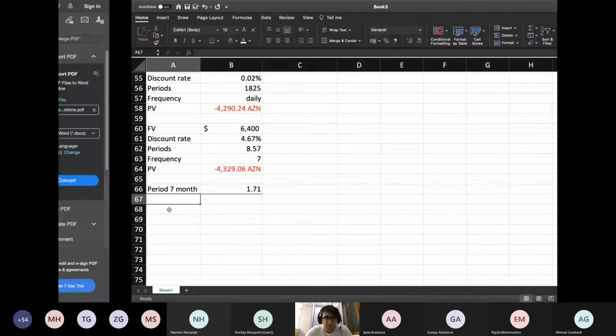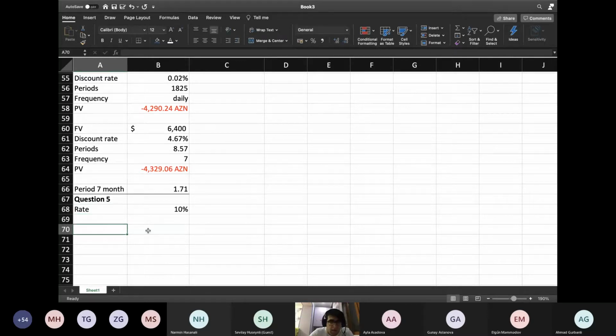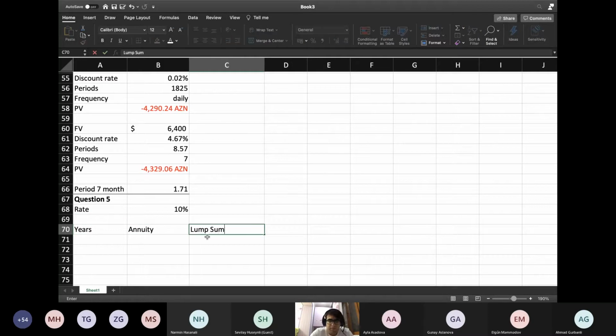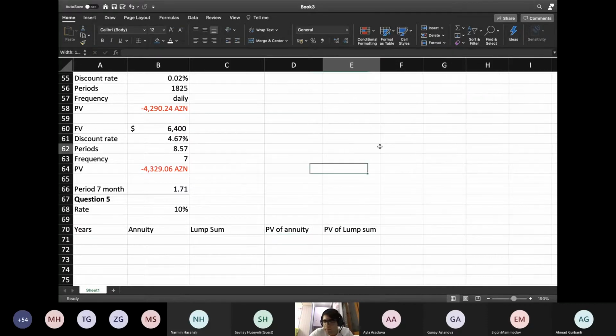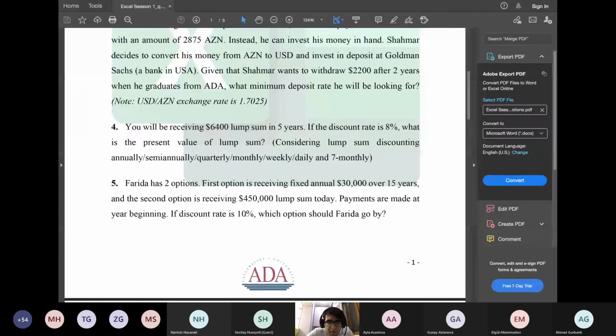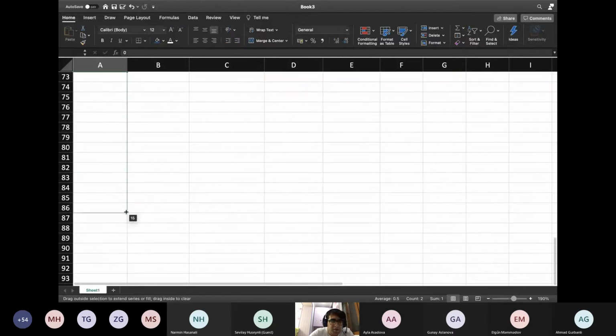So let's calculate the fifth question. We have rate 10%. We have years. We have annuity. We have lump sum. Annuity means the first option. Lump sum is the second option. And present value of annuity and present value of lump sum. Okay. How many years do we have? 15 years. 0, 1, and let me drag it down to 15 years.